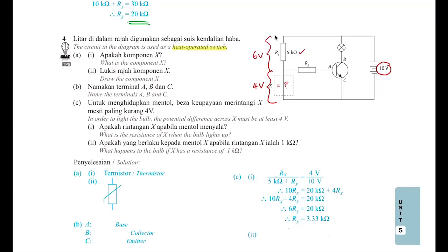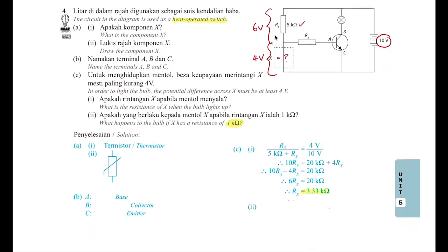Kalau dia 1 kilo ohm, this one kan, dia punya minimum value of the resistance at X, it should be 3.33 kilo ohm. But what if the value is less than 3.33 kilo ohm? Will the bulb be able to light up? No. Check the answer.